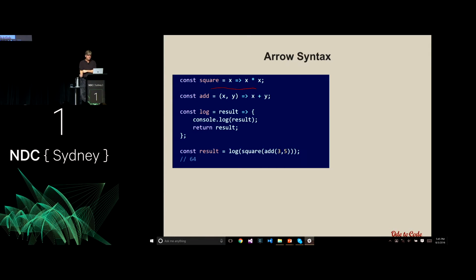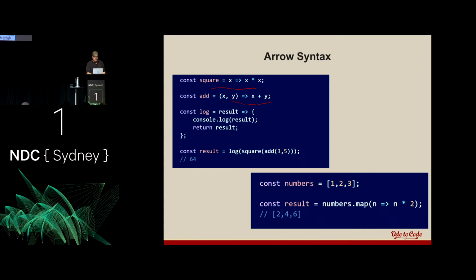I don't need curly braces or anything like that. Add is taking two parameters, x and y, that'll return x plus y. And again, we're defining something that I can execute. So I can say, square the result of adding 3 and 5 and log that out, it would be a 64. Arrow functions are beautiful because JavaScript is a very functional language.